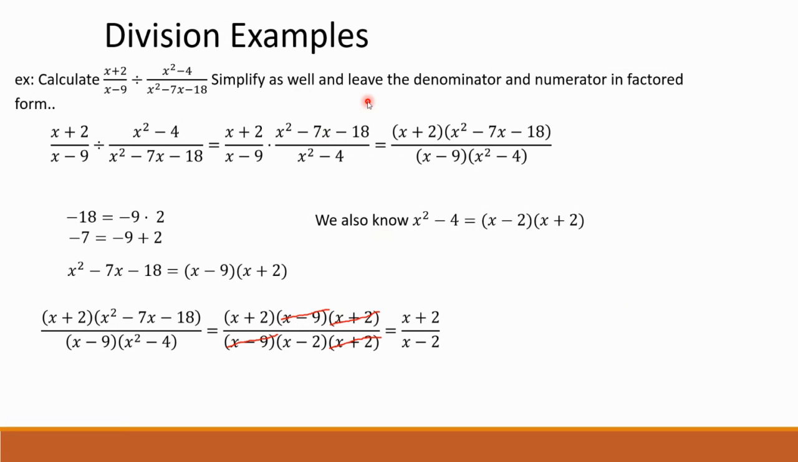Notice I also said leave the numerator and denominator in factored form. And that's what we're doing here. There's not much more you can do with this anyway. But if we had, let's say, x plus 2, or another factor in the numerator or denominator, we don't have to multiply them out. We could just leave it in factored form. All right. Are there any questions about this?